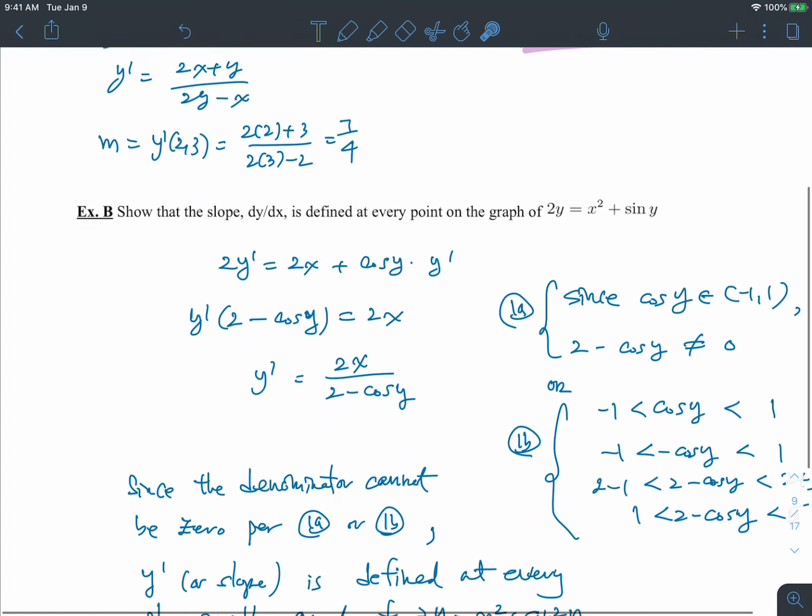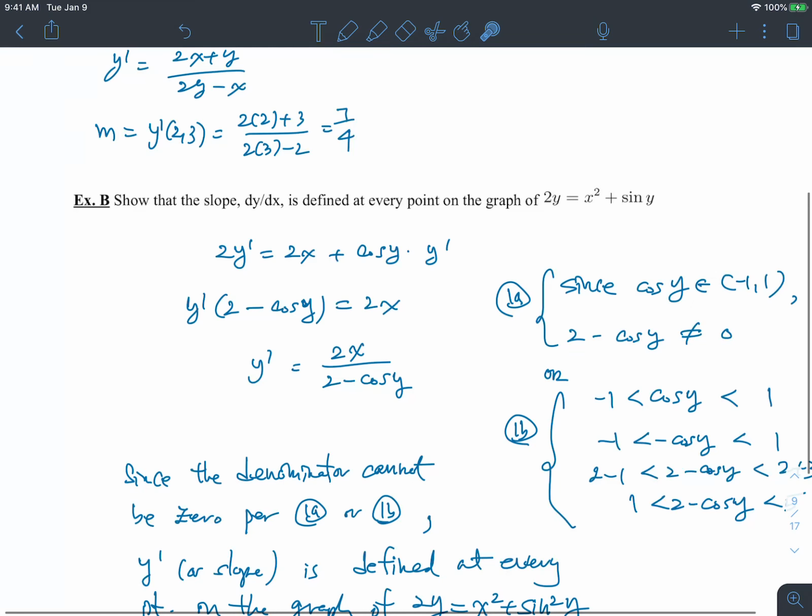Alright, guys. This one is a little different. Show that the slope is defined everywhere. So I just solve for it. This one's actually pretty straightforward, right? And when I did, this is what I got. Now, as soon as I see a fraction, if the denominator is equal to 0, it's undefined. So it's not defined at every point.